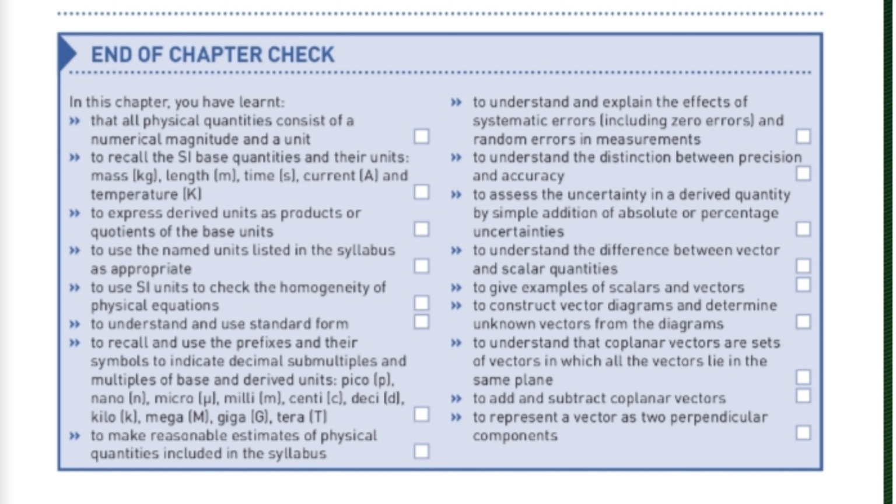To make reasonable estimates of physical quantities included in the syllabus. To understand and explain the effects of systematic errors, including zero errors, and random errors in measurement. To understand the distinction between precision and accuracy. To assess the uncertainty in a derived quantity by simple addition of absolute or percentage uncertainties. To understand the difference between vector and scalar quantities. To give examples of scalars and vectors.